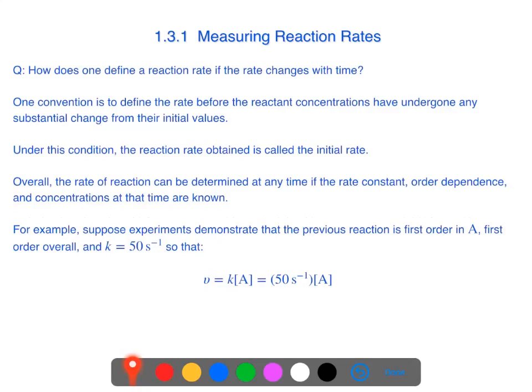Overall, however, the rate of a reaction can be determined at any time if the rate constant, order dependence, and concentrations at that time are known. For example, suppose experiments demonstrate that the previous reaction is first order in A, first order overall, and the rate constant is 50 s^-1, such that we have this particular expression. As a result, for every concentration of A, we can calculate the rate of the reaction.